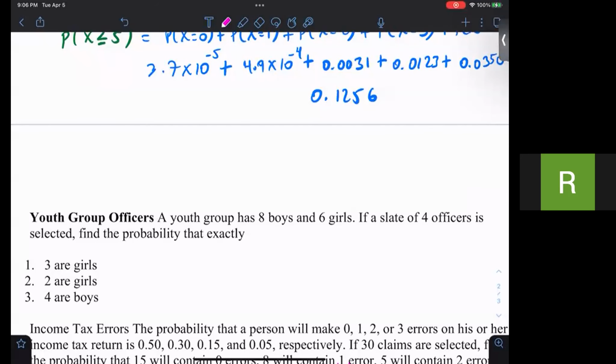So here they're asking you about a youth group of 8 boys and 6 girls. If a slate of 4 officers is selected, find the probability that exactly 3 are girls, 2 are girls, or 4 are boys. So basically, this is a hypergeometric distribution.